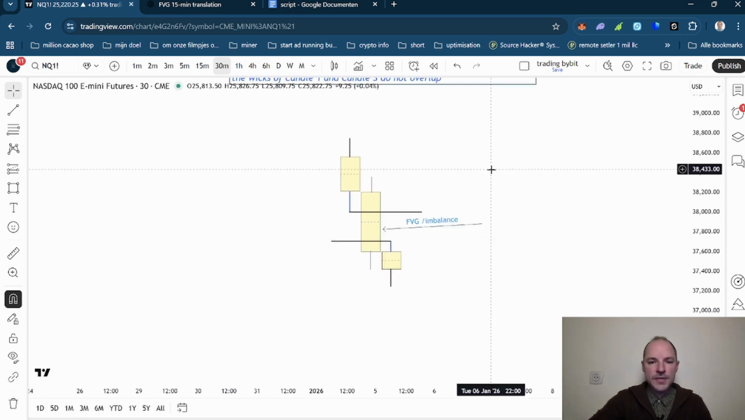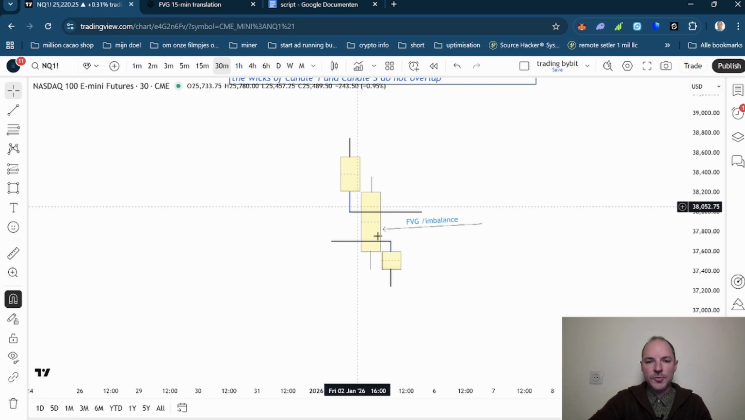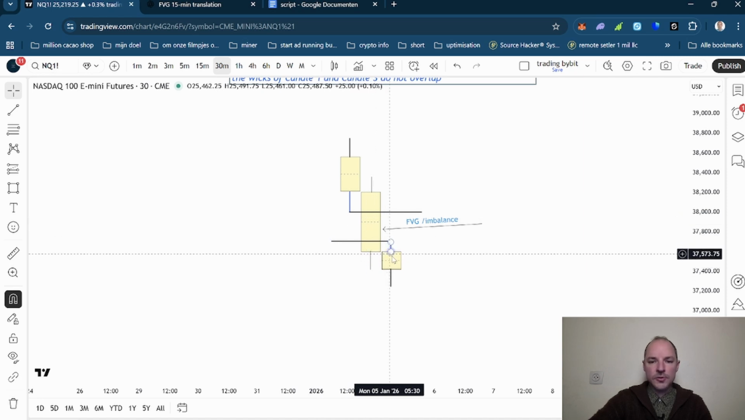So what you see here is my drawing. We have a 3 candle pattern and it's in a down movement. We have an upper wick on the first candle, a body, and a lower wick. Same in the second one, we have an upper wick, a body, and a lower wick. Third candle, we have an upper wick, a body, and a lower wick.